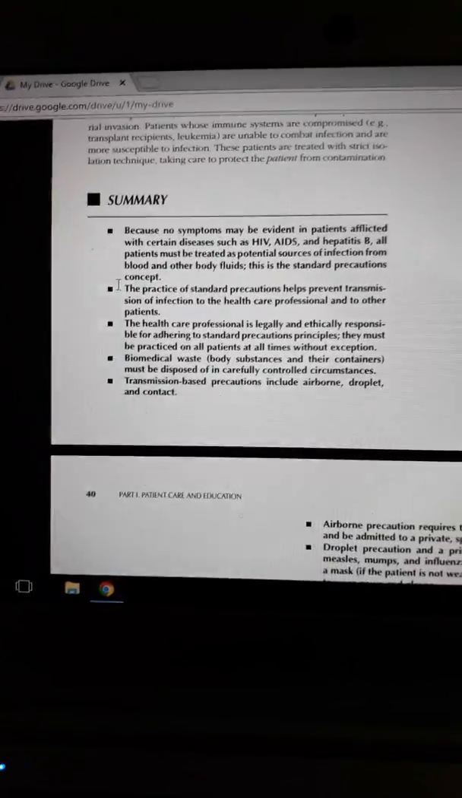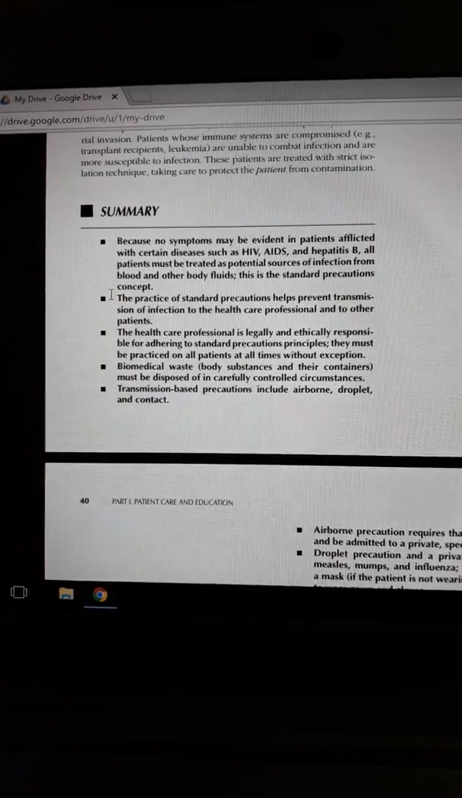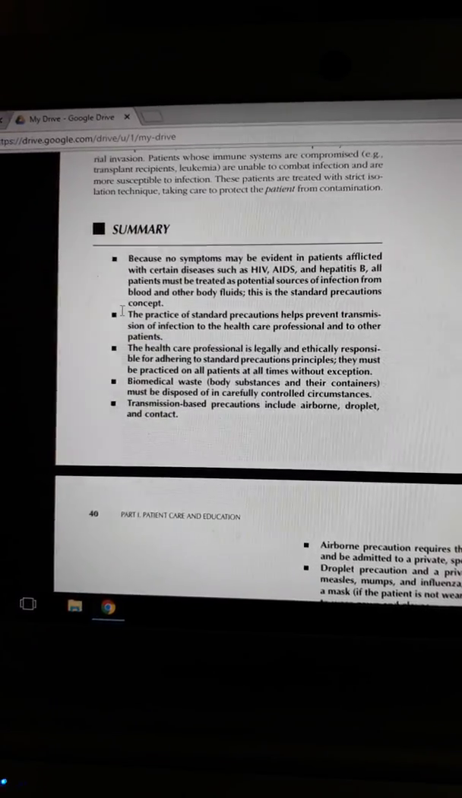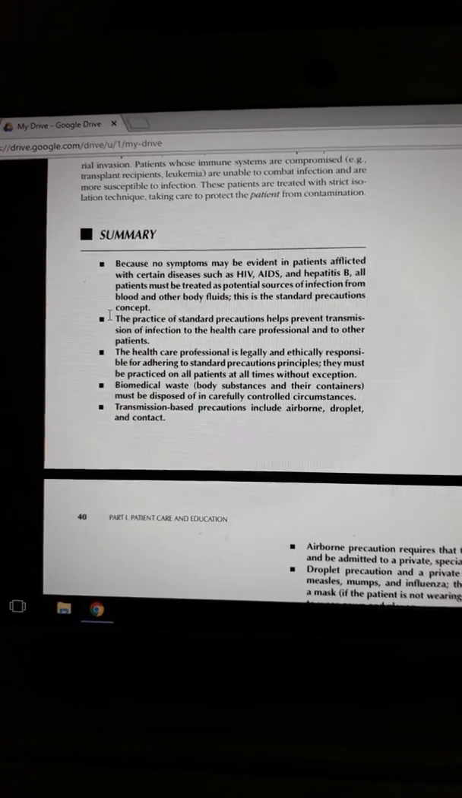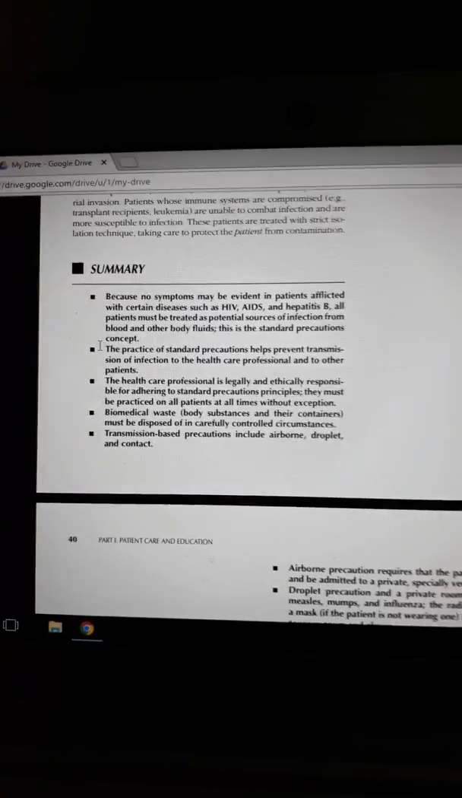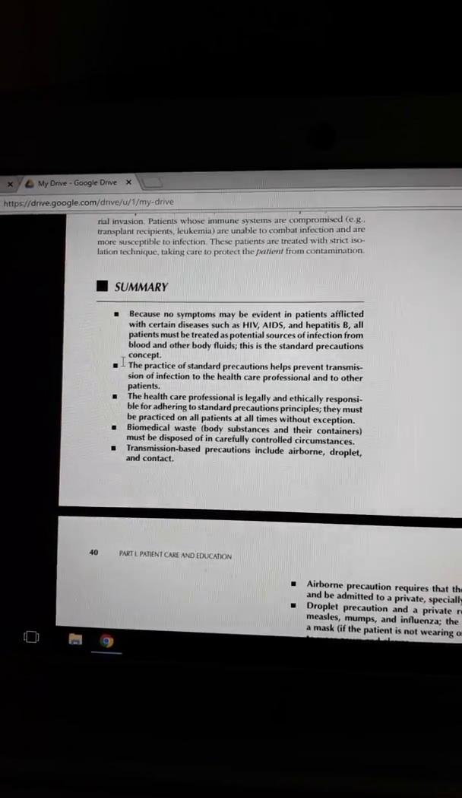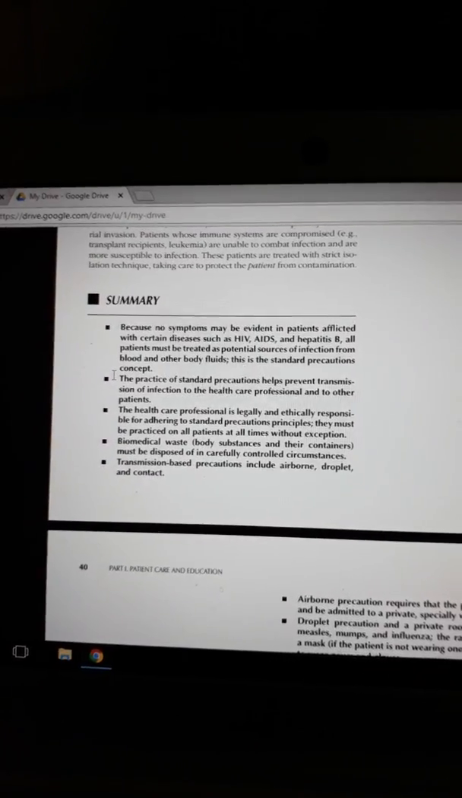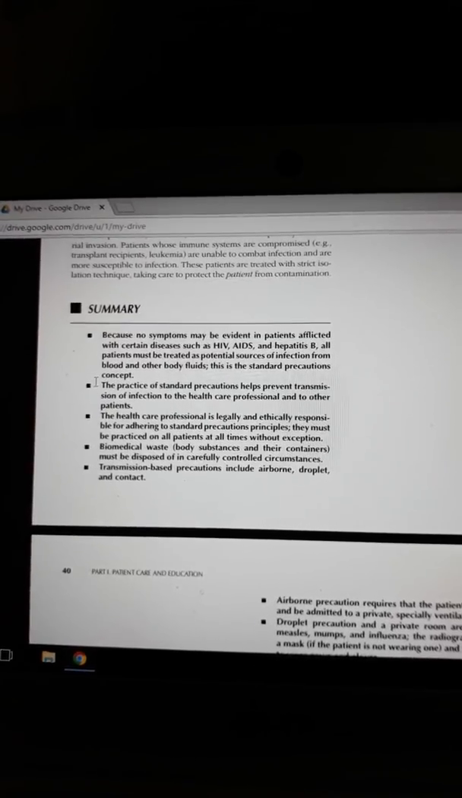Summary: because no symptom may be evident in patients affected with certain diseases such as HIV, AIDS, and hepatitis B, all patients must be treated as potential sources of infection from blood and other body fluids. This is the standard precaution concept. The practice of standard precautions helps prevent the transmission of infections to health care professionals and other patients.